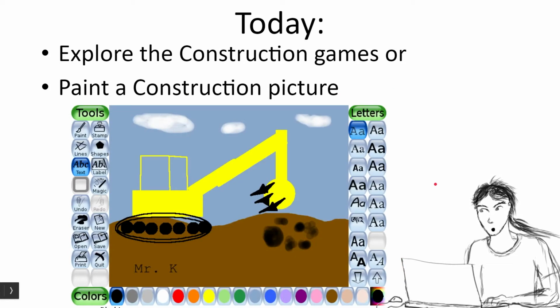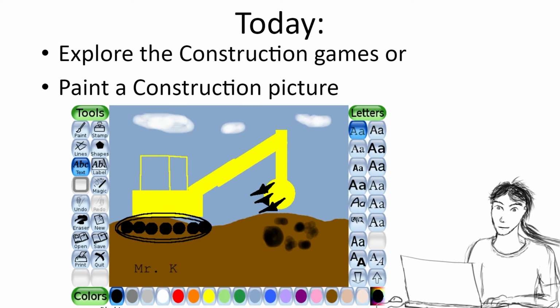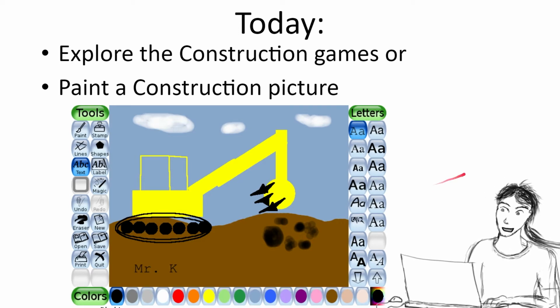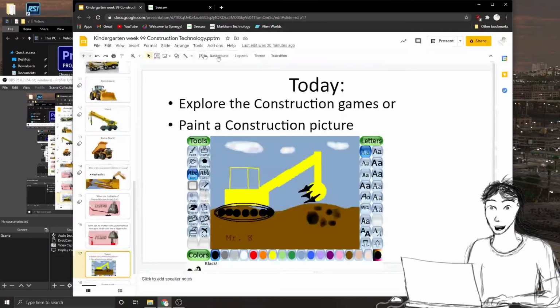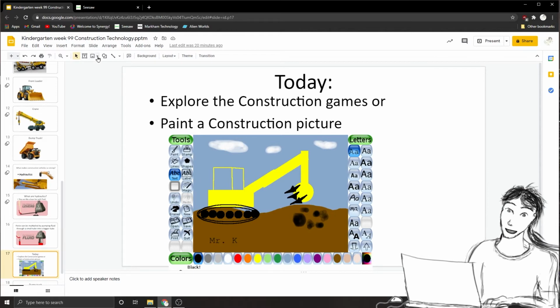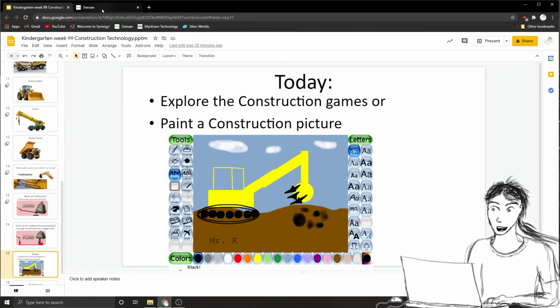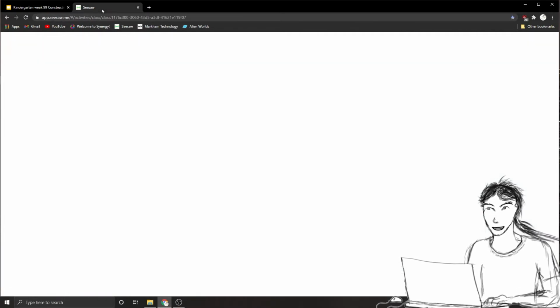What are we doing today? Well, let's draw a picture of a construction vehicle. You can just pick one, maybe your favorite one, and we can draw a picture, but not in Paint. This is an old lesson. We're going to do it in Seesaw. So when you're ready to get started, we can go back to the tab for Seesaw. So go up to the top and click Seesaw.